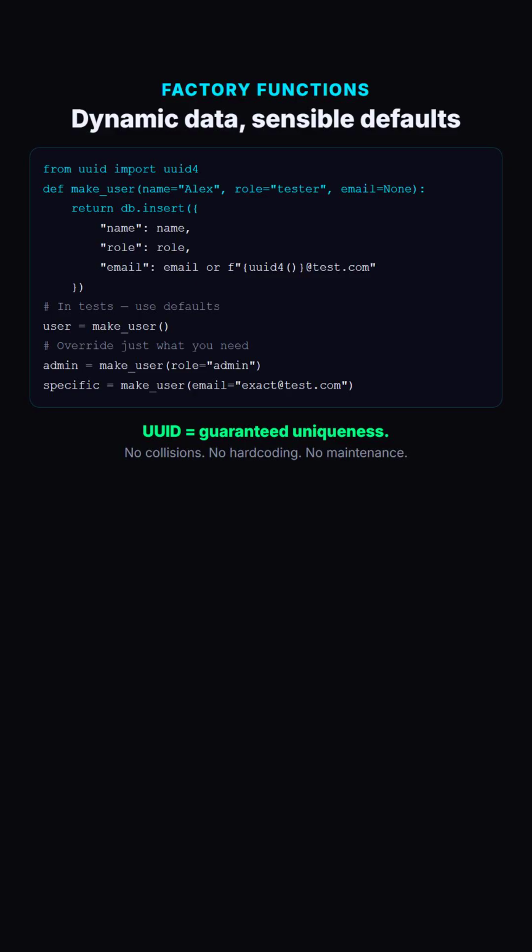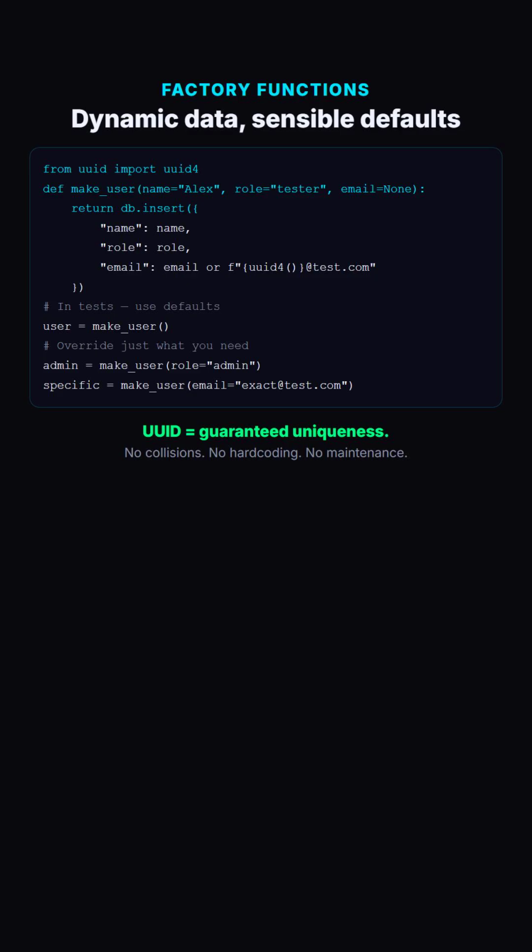This pattern has 3 big advantages. First, your tests describe intent, not data. A test that calls makeUser with role admin is clearly testing admin behavior. A test with a hard-coded user ID tells you nothing. Second, uniqueness is built in. No collisions between tests. Third, when your data model changes, you update the factory once. Every test using that factory automatically gets the update.